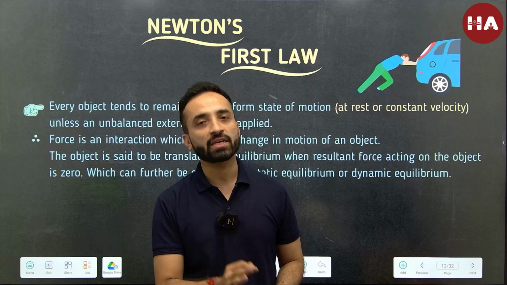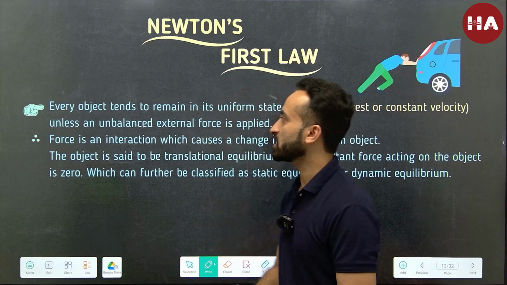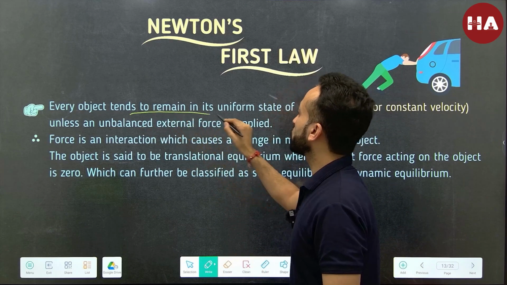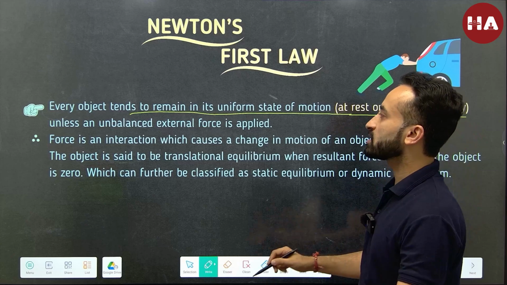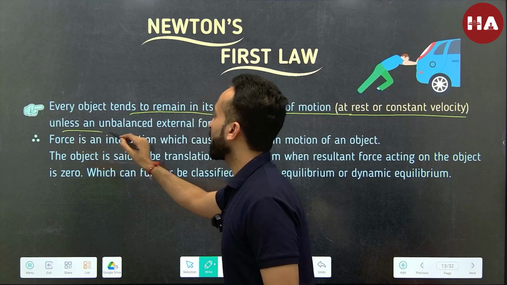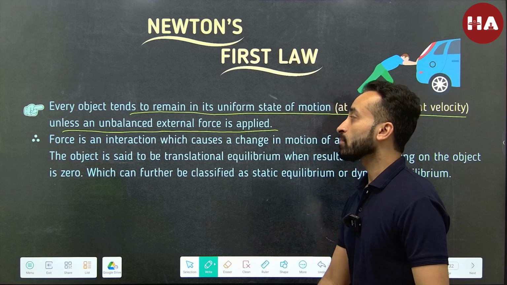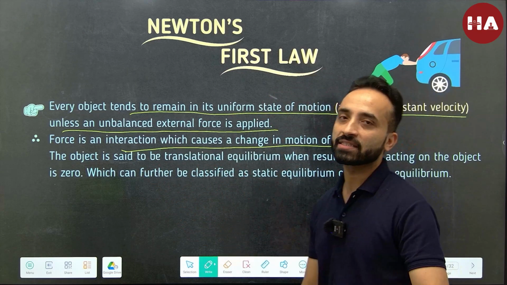If that has to change, we need force, right? So that's the law of inertia. That is what Newton suggested in his first law: every object tends to remain in its uniform state of motion, at rest or at constant velocity, unless an unbalanced external force is applied. Therefore, force is an interaction which causes a change in state of motion.